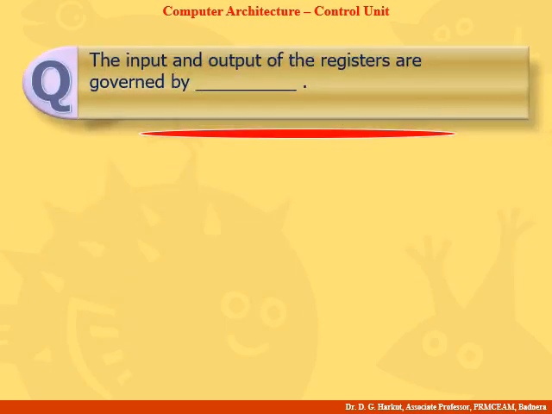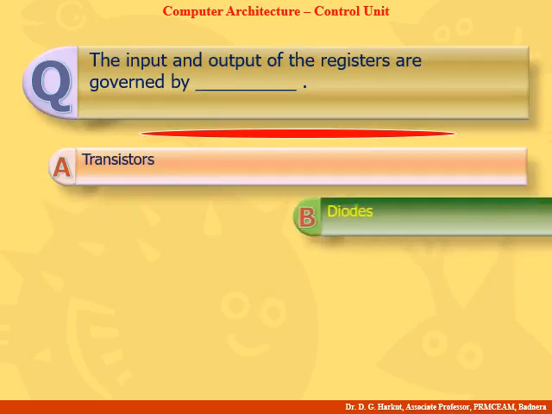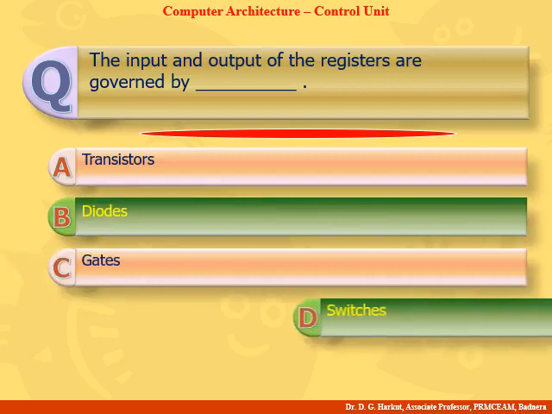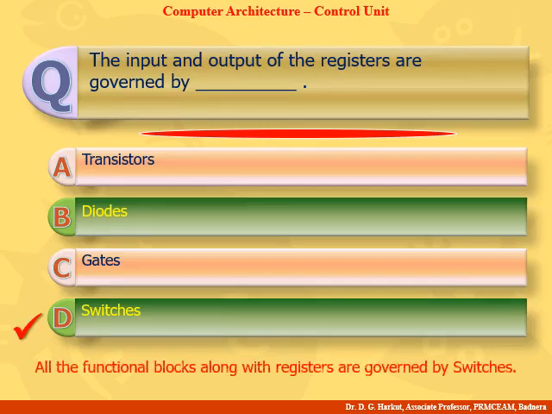Next question. Input and output of the registers are governed by: options are transistors, diodes, gates, switches. The answer is switches. All the input and output of the registers are governed by switches.